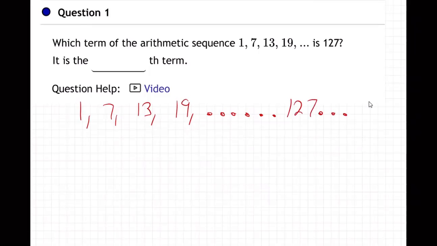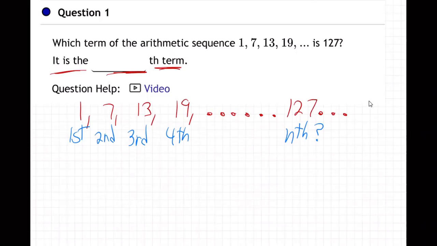So what term number is it? That's what they're asking. Kind of a different kind of question. Notice this is the first term, second term, third term, fourth term. This, let's call it nth. What term number is the 127? Is that the 30th term or the 28th term or the 53rd term? What term number is that 127? Okay, how are we going to figure that out?